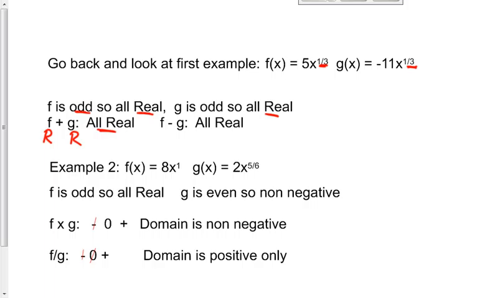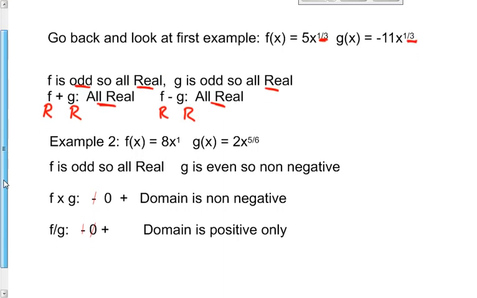Since it's reals with another reals, and all I'm doing is subtracting, that domain is also all reals. When you have 2 functions being put together, you always look at the most restrictive of your 2 functions. That will help you decide what the overall answer domain will be.